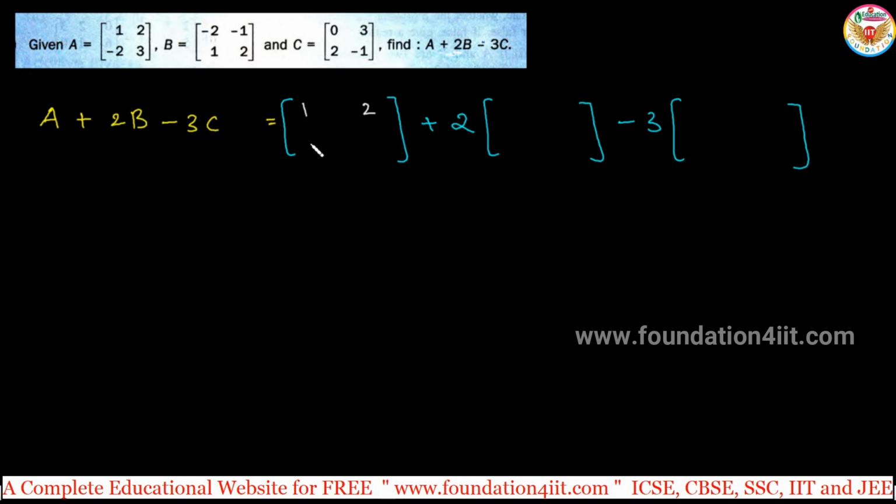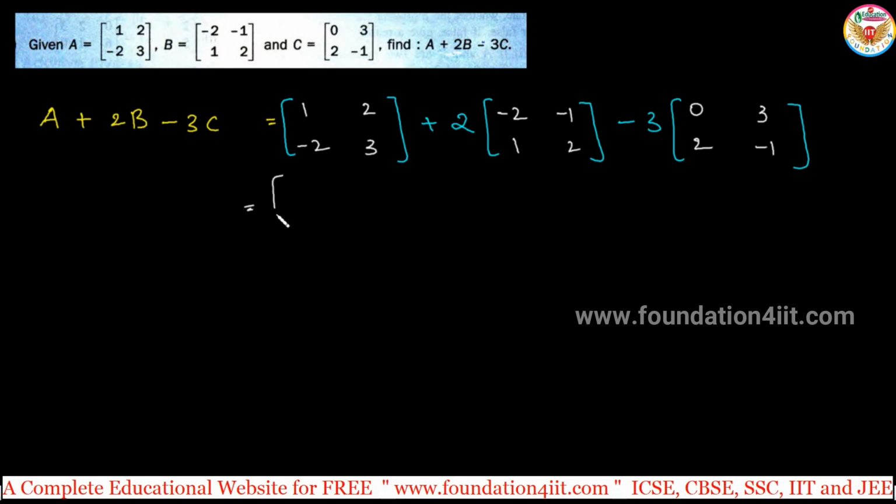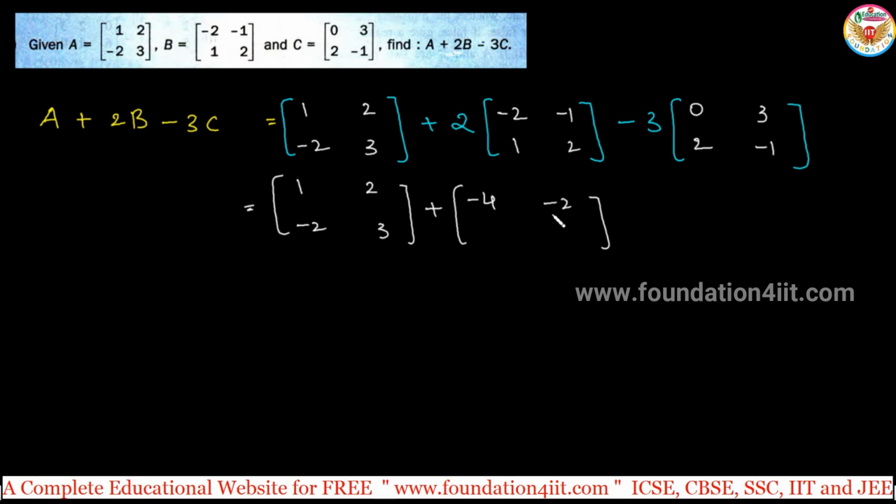So matrix A is [1 2; -2 3], plus 2B. B is matrix [-2 -1; 1 2], minus 3C. C matrix is [0 3; 2 -1]. Right. We are supposed to simplify first. Before that, this is the matrix before which there is no scalar, so same as it is: [1 2; -2 3] plus. Here is 2 into this matrix. We are supposed to multiply only with 2. 2 into minus 2 is minus 4. Okay, 2 into minus 1 is minus 2. 2 ones are 2 and 2 twos are 4.